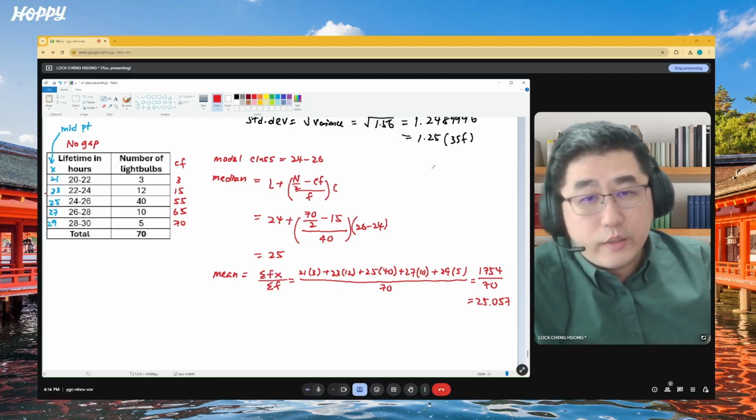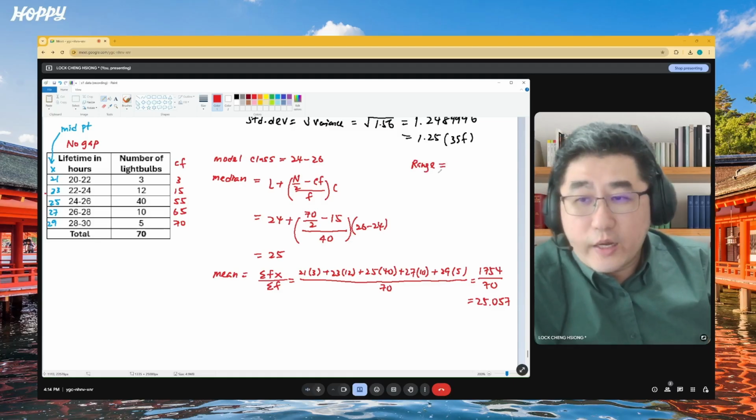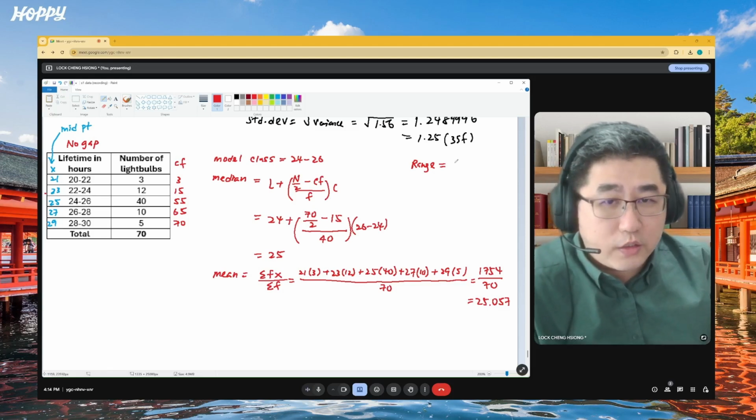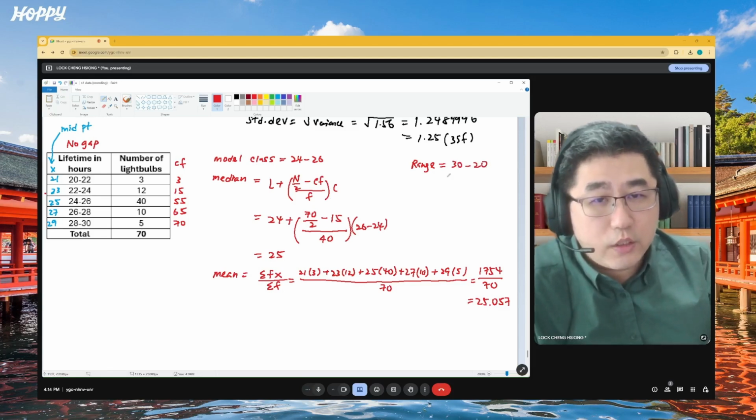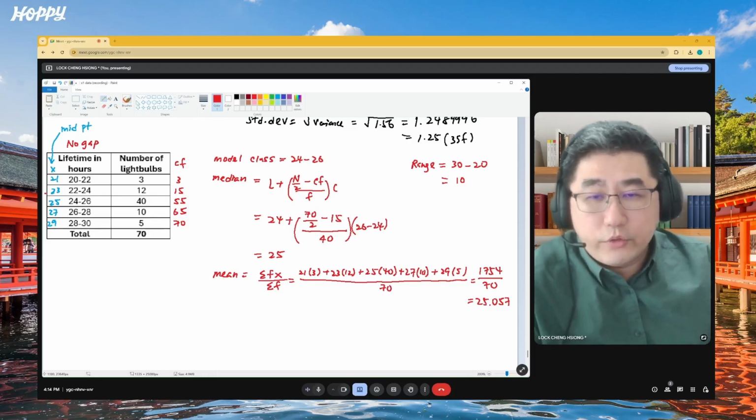After that, I need my range. Range is the highest minus the smallest. The highest value is 30, the smallest value is 20. So 30 minus 20, therefore I have 10 here. That will be my range.